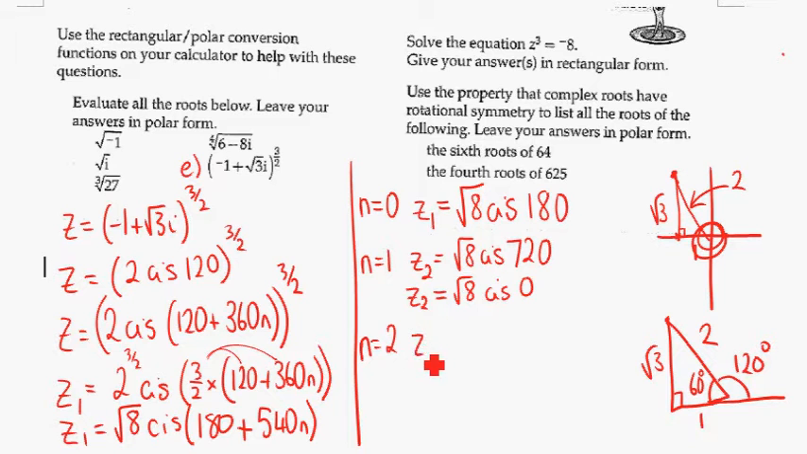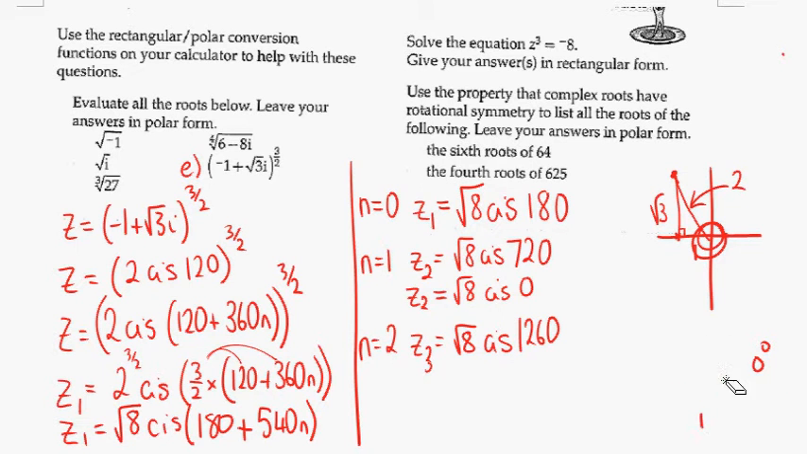So let's try n equals 2 for the third solution, if there is one. So we need 3 times 540 plus 180, a gigantic number like 1260. And I'm wondering to myself how many times round the unit circle 1260 is. And a quick division by 360 shows me 3.5 times, so actually I'm back to the solution of root 8 cis 180. So there only appears to be 2 distinct solutions. That's one solution, and that's the other one.